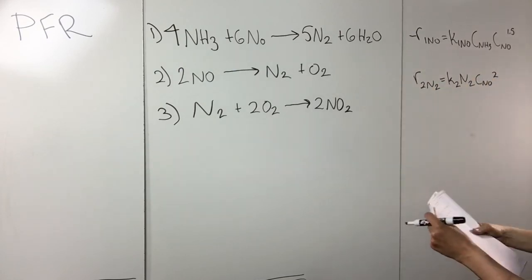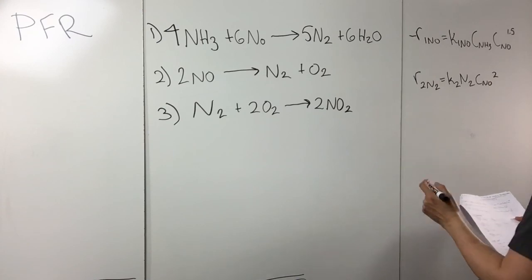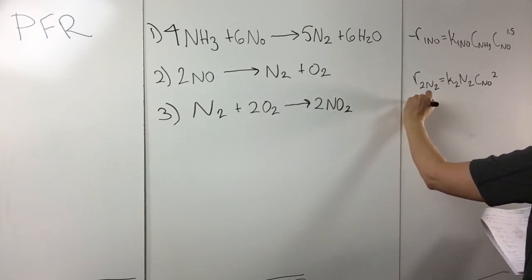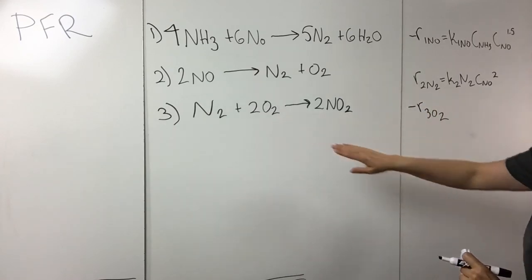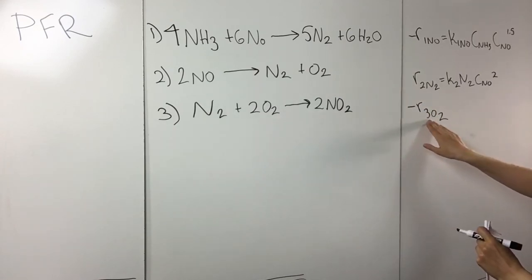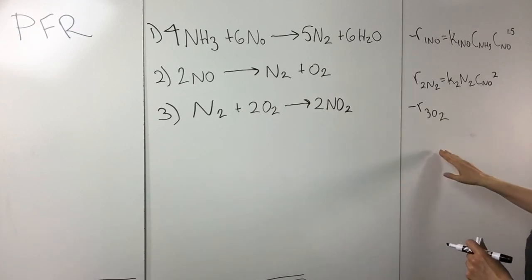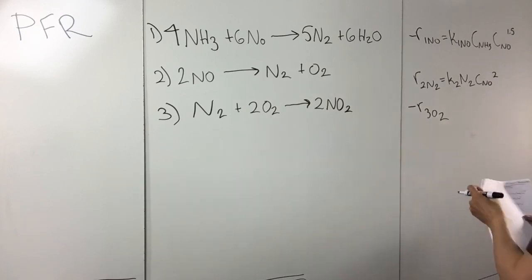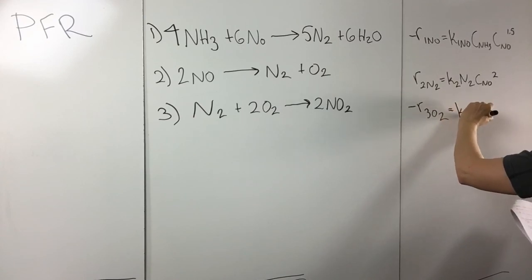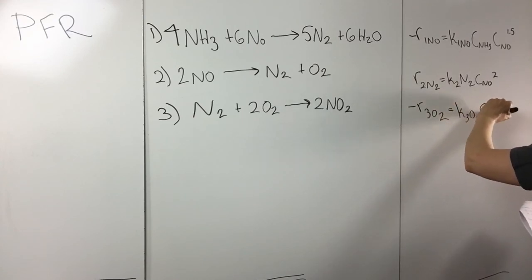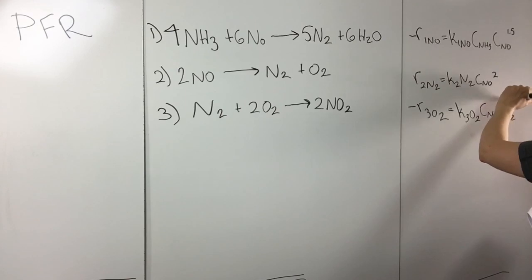And then for the third one, we have minus r3 O2, the rate of disappearance of O2. So it's 3 for the third equation, and then O2. And this is equal to k3 O2 C N2 C O2 squared.